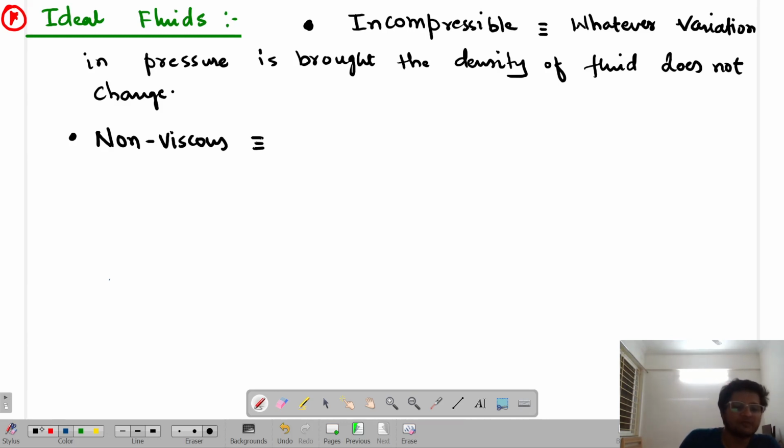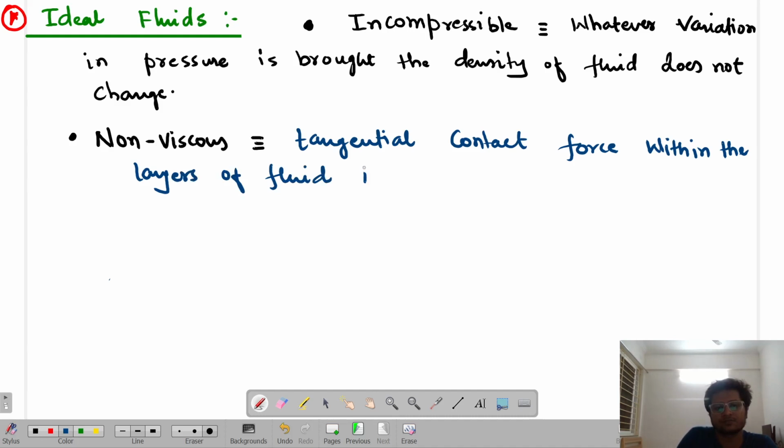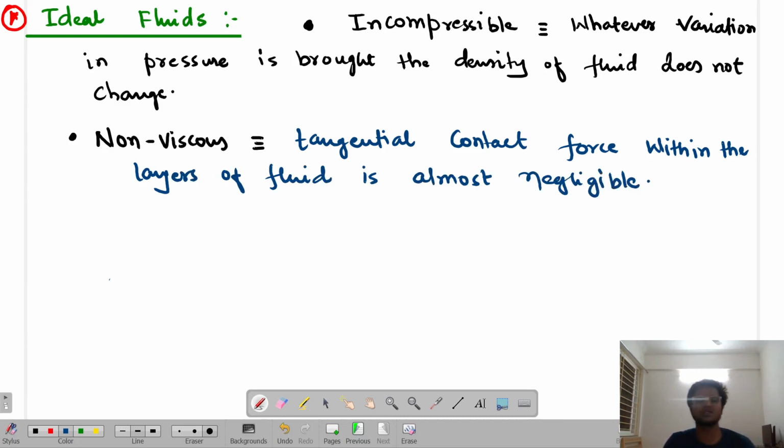So basically, for ideal fluid, the layers should be non-viscous. That means the tangential contact force within the layers of fluid is zero, or almost negligible, right? Is that clear or not?